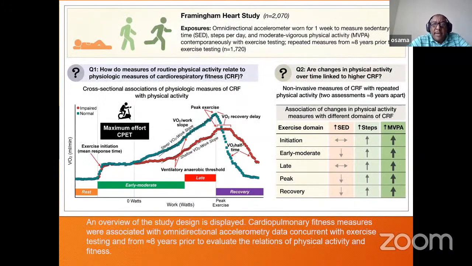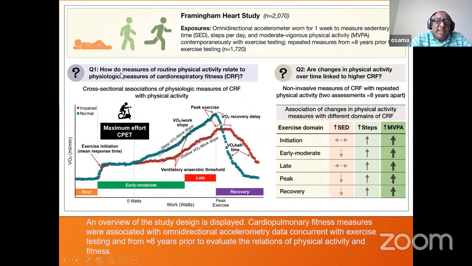So here is the Framingham Heart Study. The number of participants is 2,070. If we look here from left to right, at rest you will see the oxygen uptake reach this level. In early moderate exercise, it will increase. In late exercise, it reaches the peak of exercise, here, the green line. So whenever you go from resting to late vigorous exercise, everything is increasing and the fitness will be increased. So cardiopulmonary exercise testing is measured by oxygen uptake.